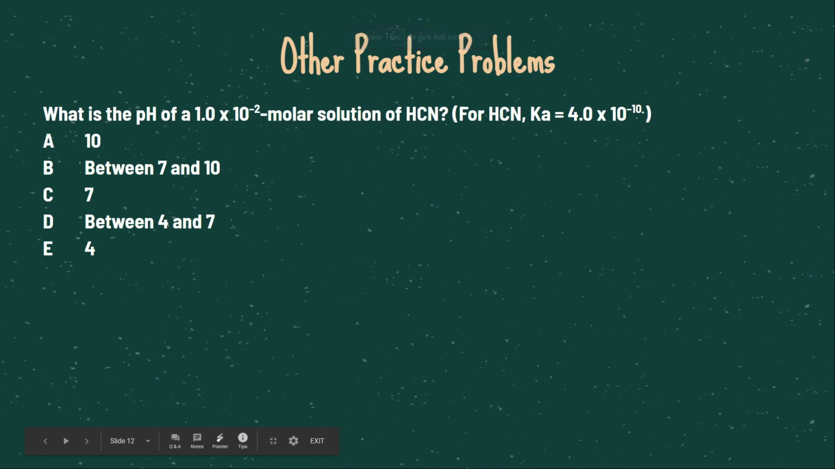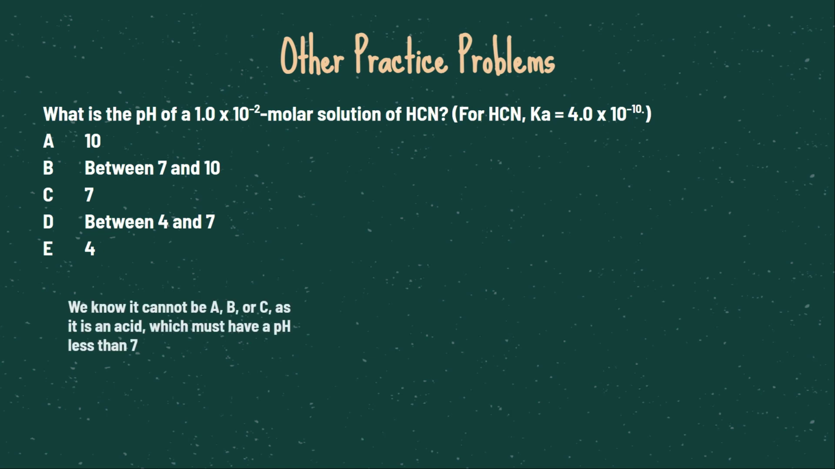What is the pH of a 1.0 times 10 to the negative second molar solution of HCN? For HCN, the Ka value is 4 times 10 to the negative 10th. It gives us 5 answer choices here. Now, one thing that's very easy to determine from these, especially with your acid-base stuff, is that the first 3 answers cannot be correct because this is an acid. And we know that acids have a pH that is less than 7, so we know it cannot be A, B, or C. So essentially it's either D or E.